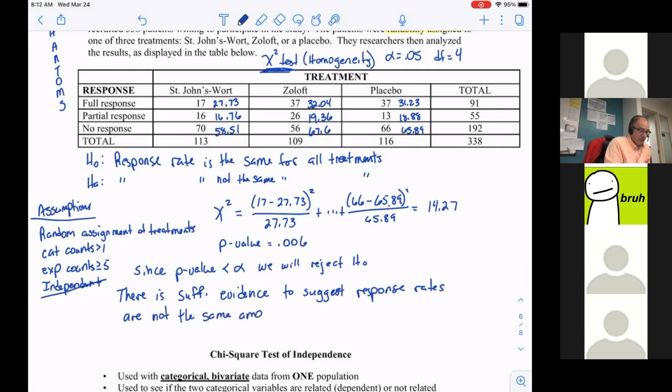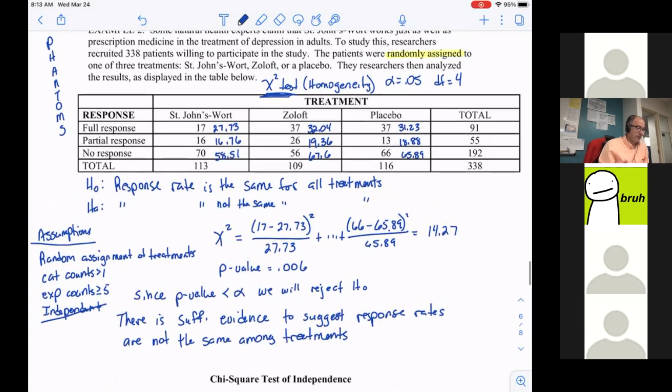So we didn't do anything at all as far as addressing St. John's wort. We're just saying, as a treatment for depression, that rate is not the same throughout. But we can look at this and realize that a full response was well below what was expected. Okay, and a no response was well above what was expected. So that's where we would attempt to start going with that.